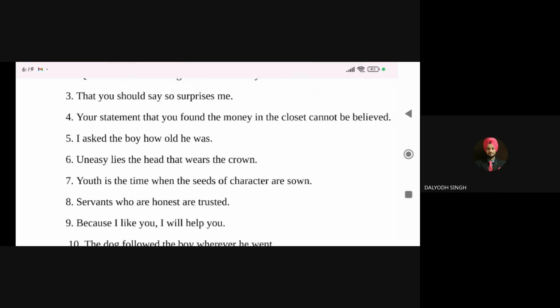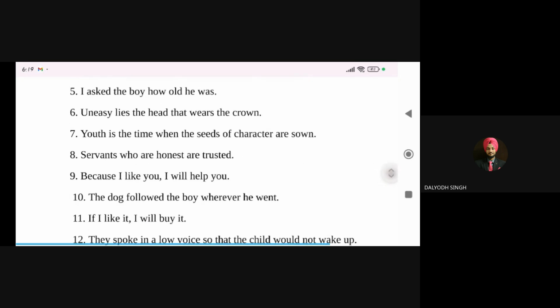The seventh one is adverbial, right? No. It is adjectival. How much? The time when the seeds of character are sown. So "when the seeds of character are sown" is a description of the time. Time is a noun, right? And "when the seeds of character are sown" is basically a modifier to the noun time.